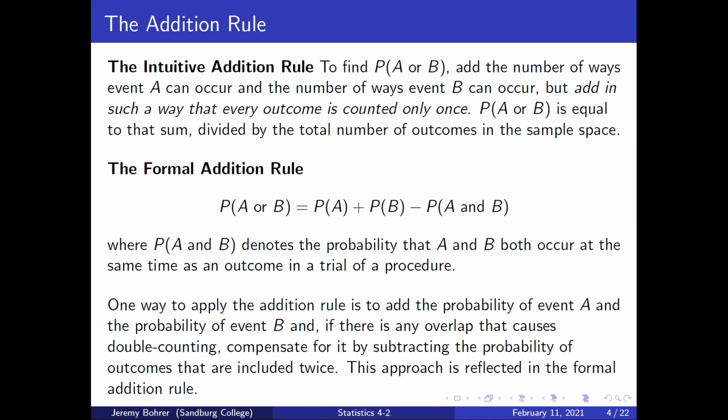The formal addition rule is that the probability of A or B is equal to the probability of A plus the probability of B minus the probability of A and B, where the probability of A and B denotes the probability that A and B both occur at the same time as an outcome in a trial of a procedure. One way to apply the addition rule is to add the probability of event A and the probability of event B, and if there is any overlap that causes double counting, compensate for it by subtracting the probability of outcomes that are included twice. This approach is reflected in the formal addition rule.